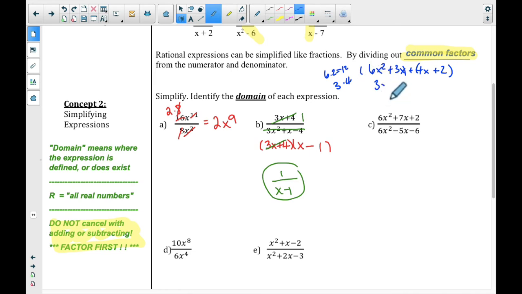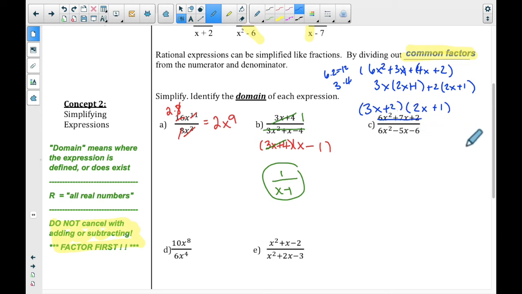I'm going to take out a 3x and I get a 2x plus 1. That's a 4, so I'm going to factor out a 2. And when I do that, I get 2x plus 1 again. So I get 3x plus 2 times 2x plus 1. This expression factors out to this. So I'm done with this one. I did AC method and I got this.